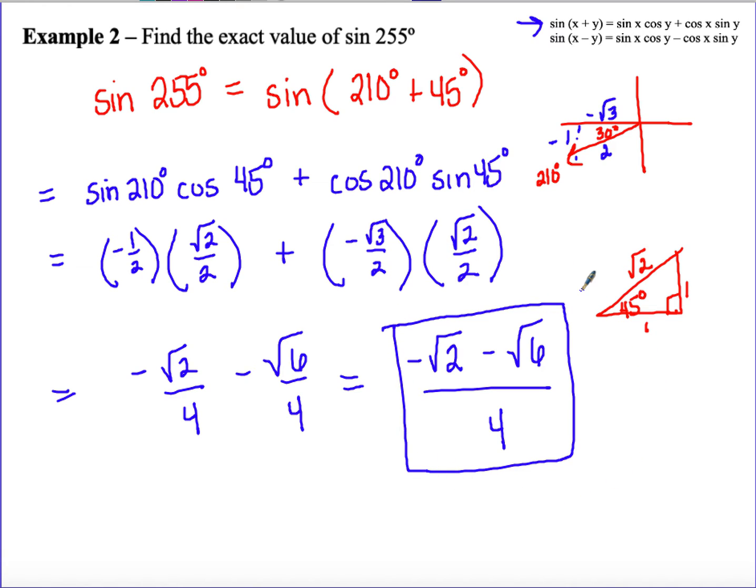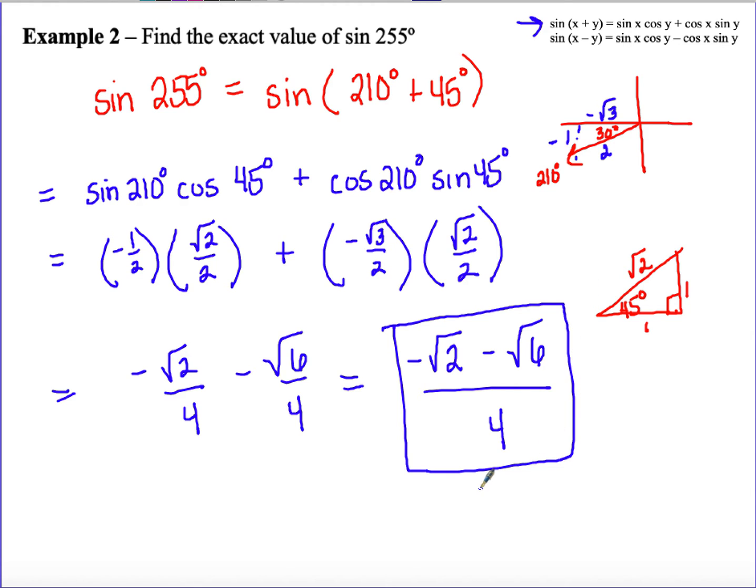Sometimes people like to check their work, or they're wondering, how in a test would I know if I have done this right? You could type in this quantity into your calculator, and then you could also type in the sine of 255 degrees, and you could check to ensure that you're going to get the same decimal for each one when you type them in.